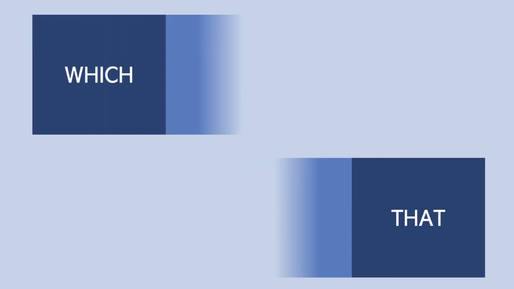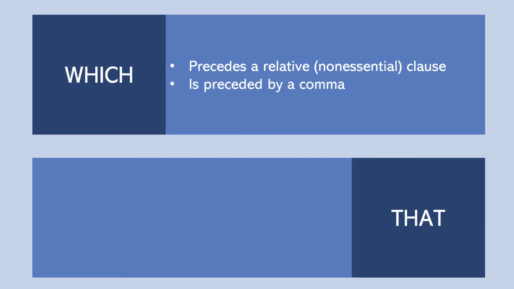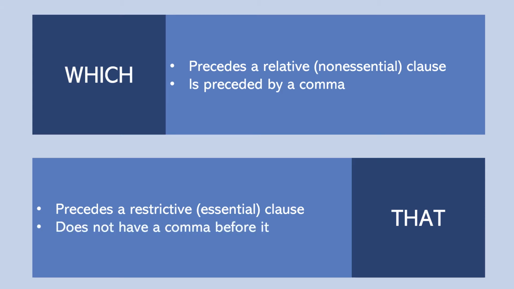Well, simply put, which introduces what is known as a relative or non-essential clause. And when it's used in this context, there will be a comma before it. That, in contrast, is used to introduce a restrictive or essential clause, and it will not have a comma before it.